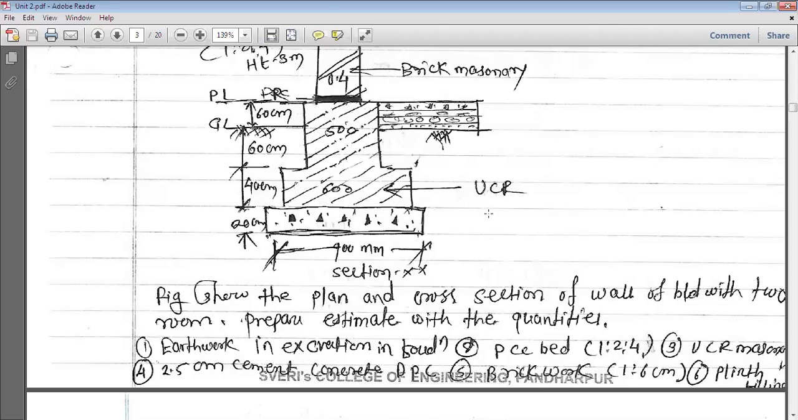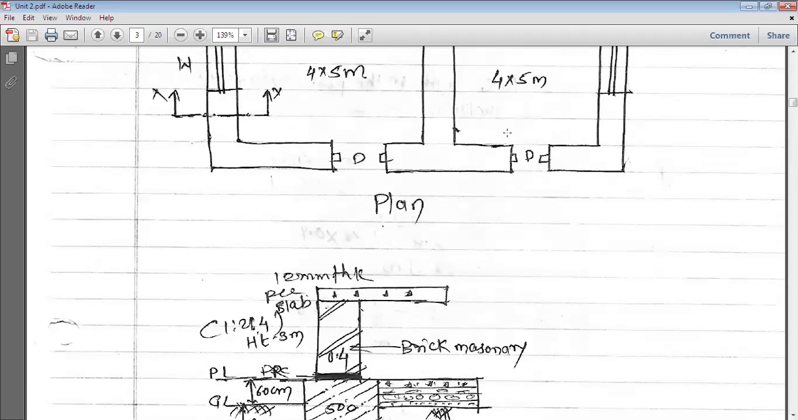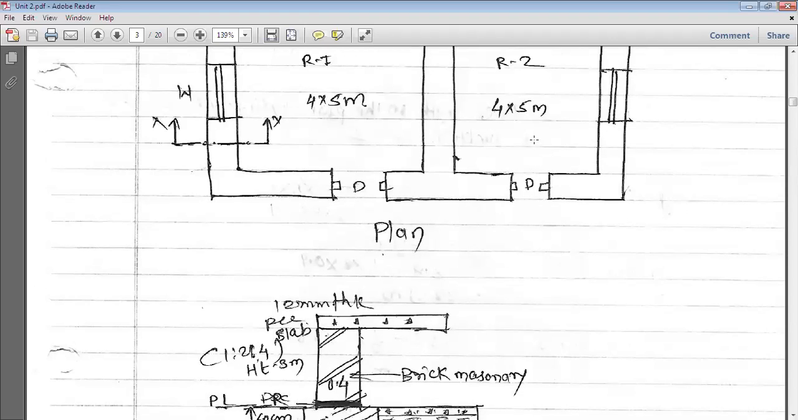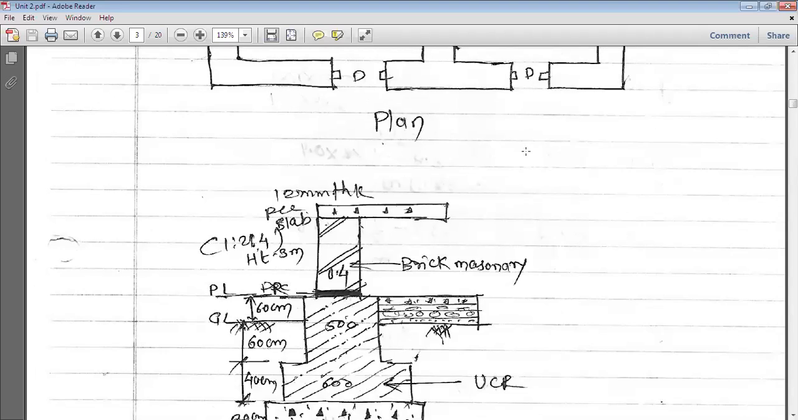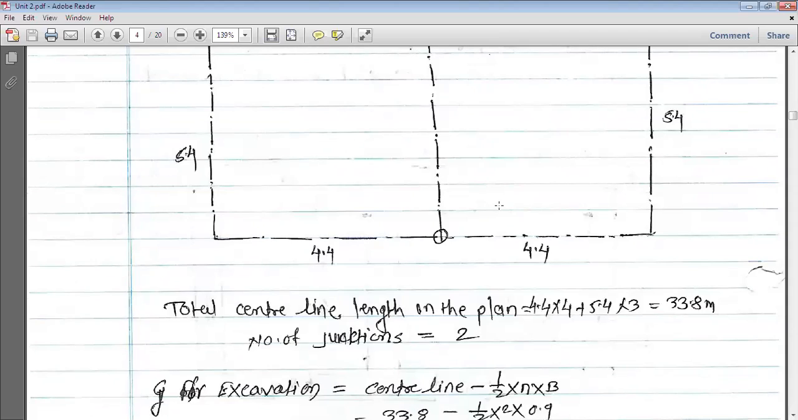We have begun with this problem. The cross section of the wall and the plan for this building are with us. Using the plan, at first we drew the center line, and then we started to calculate the total center line length for this particular plan. The total center line length is 33.8 meters, and the total number of junctions is 2 for this problem.